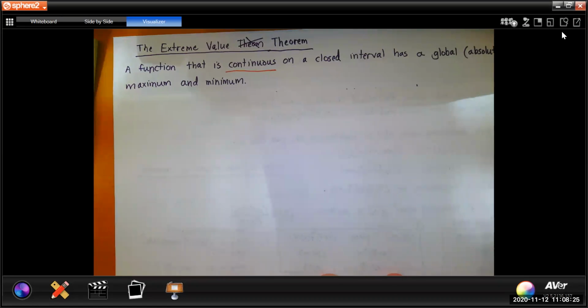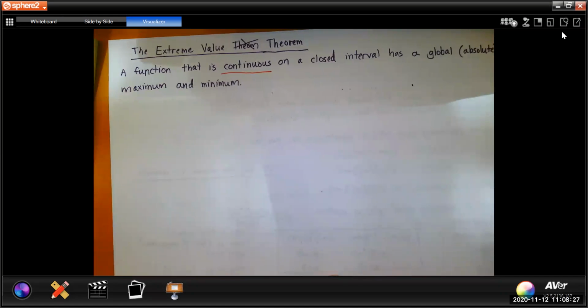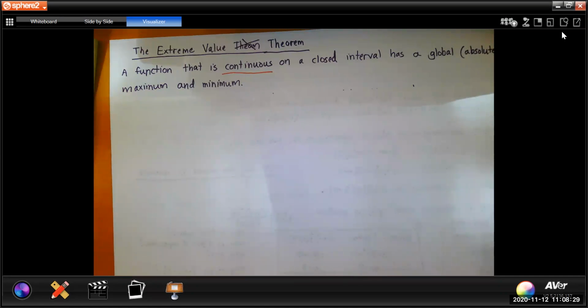So this was information that probably would have helped answering those true false questions. I'm sharing it with you now. Now, this is not the actual text of the extreme value theorem, but we don't actually need the exact text to work with the extreme value theorem.